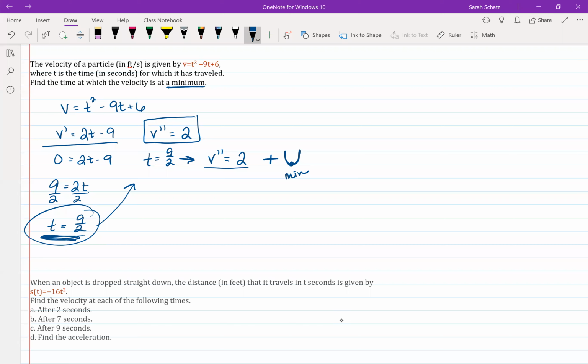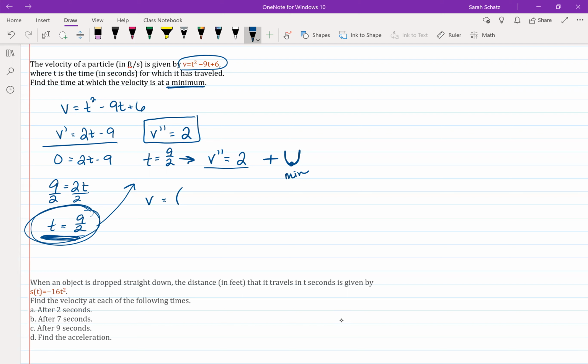What if, and I can't remember on this one, but so I get the 9/2 or 4.5 or whatever you want to call it. What if I actually needed to know what the minimum velocity is? Remember, if I need the y value, or in this case, the v, at t equals 9/2, you just put it in the original. When you're looking for a y value at a certain x, you always put it in the original. So let's do that.